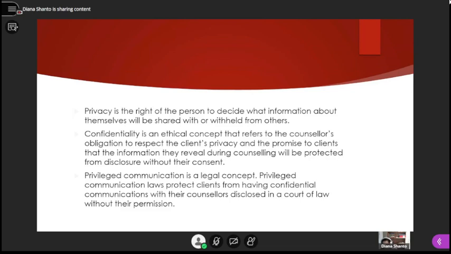Confidentiality, dans notre profession, c'est plus à propos de confidentiality. It's an ethical concept that refers to the social work obligation to respect the client's privacy. And the promise to clients that the information they reveal during session will be protected from disclosure without their consent.